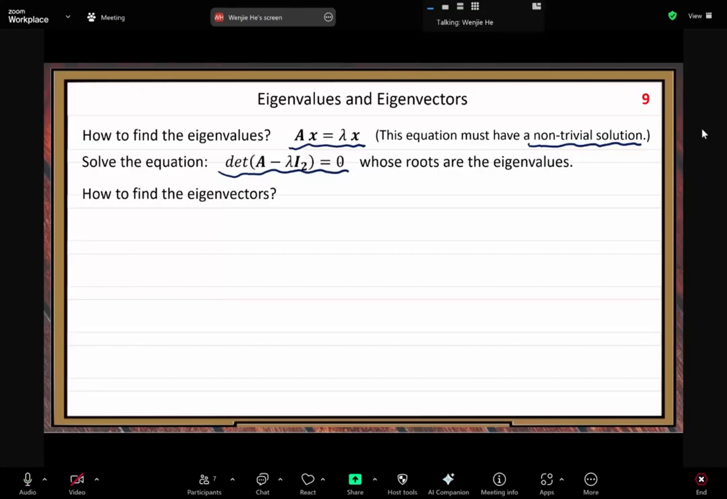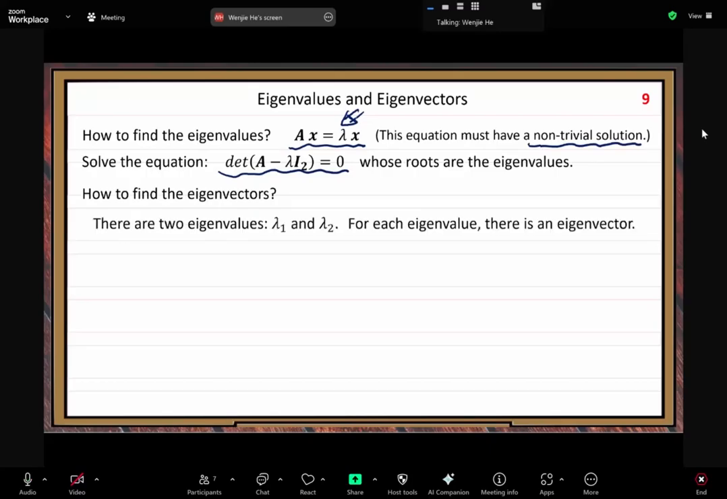So let's do the calculation one by one. The first time we plug in the first eigenvalue lambda 1 into our original equation, the starting point. The second time we plug in lambda 2 into this equation to find the second eigenvector. For each eigenvalue, there is an eigenvector, here in our current matrix equation.